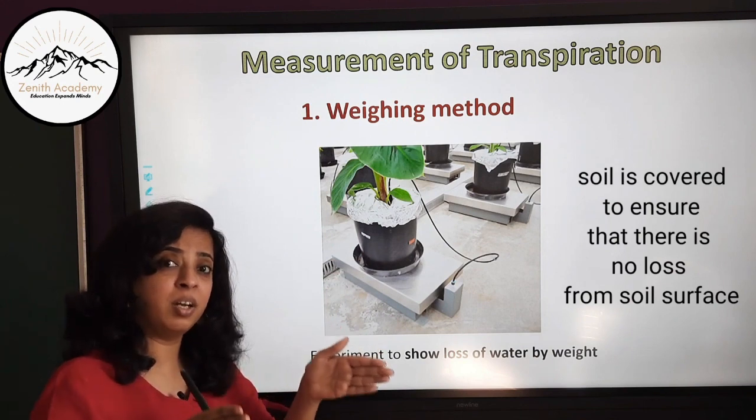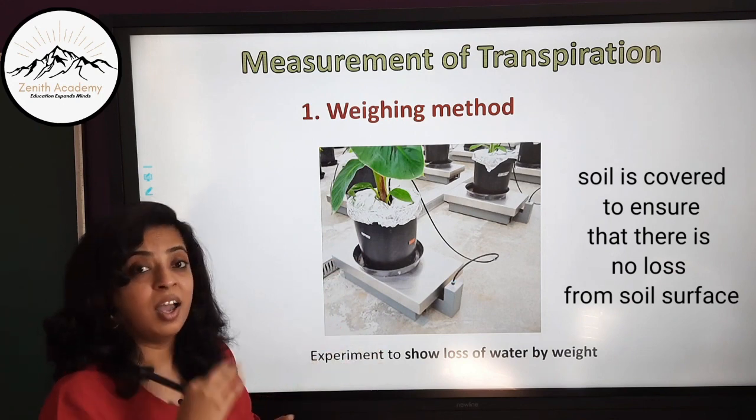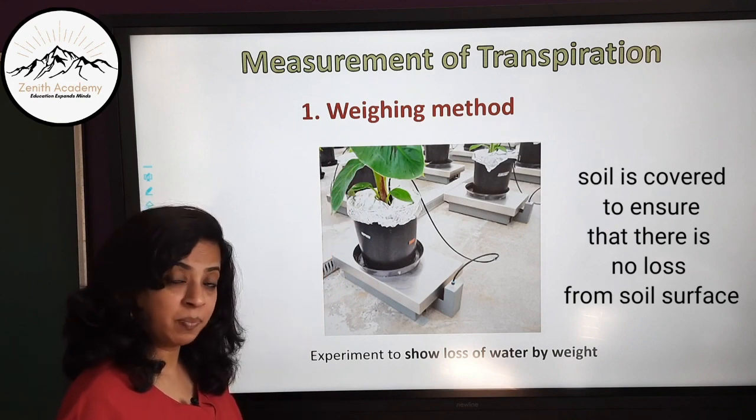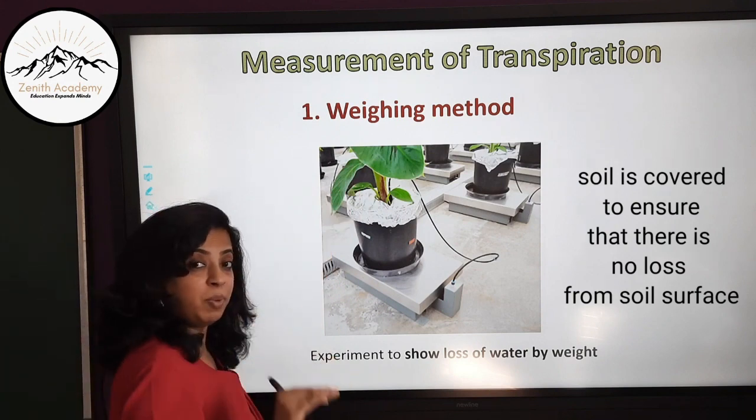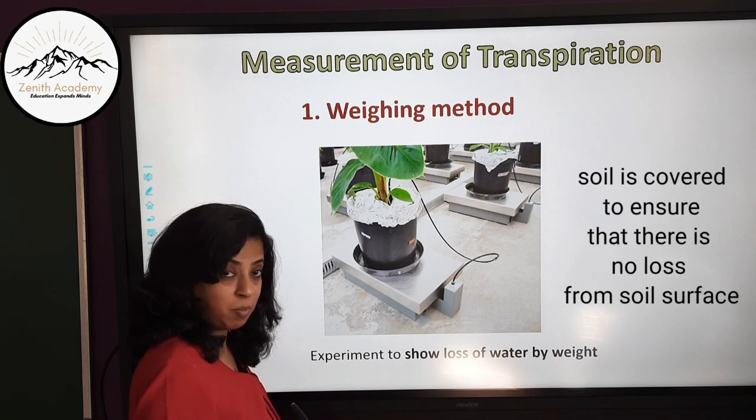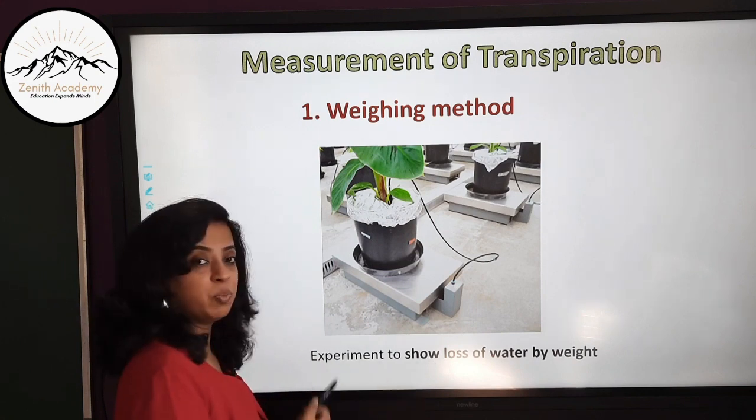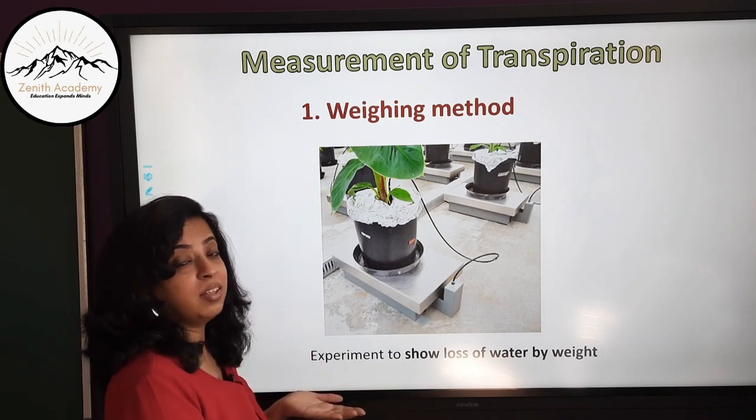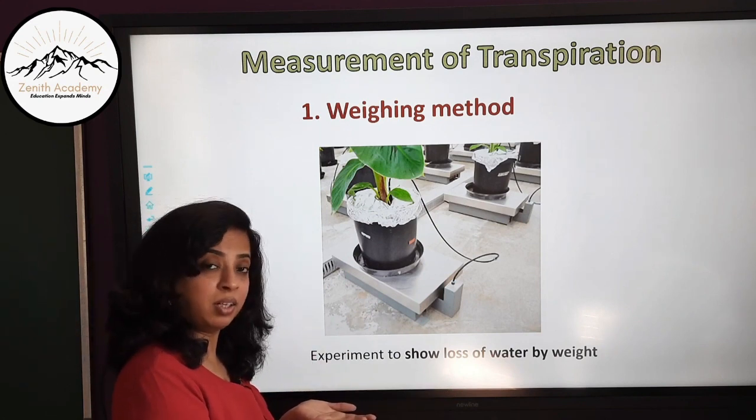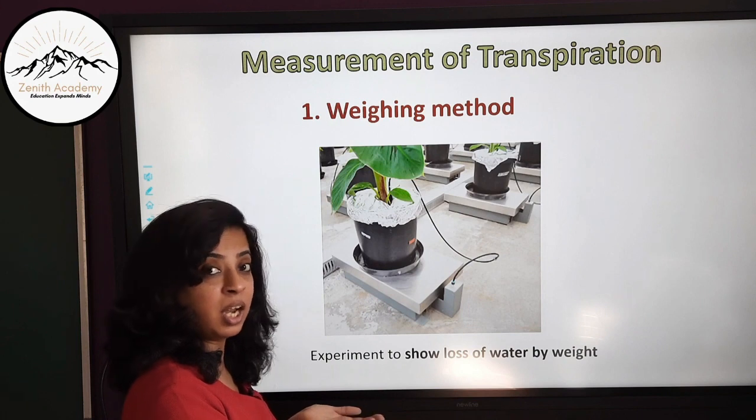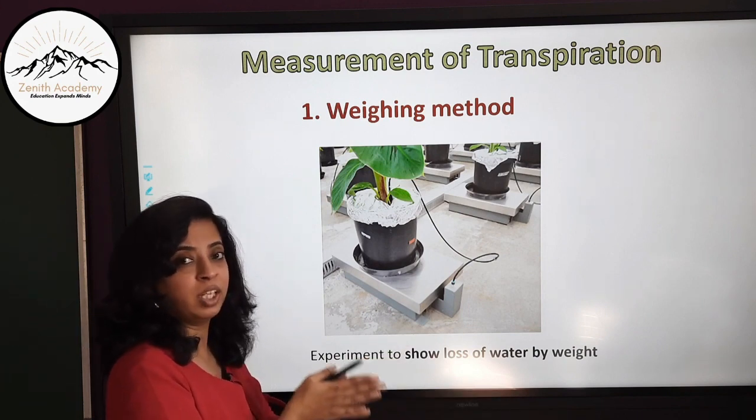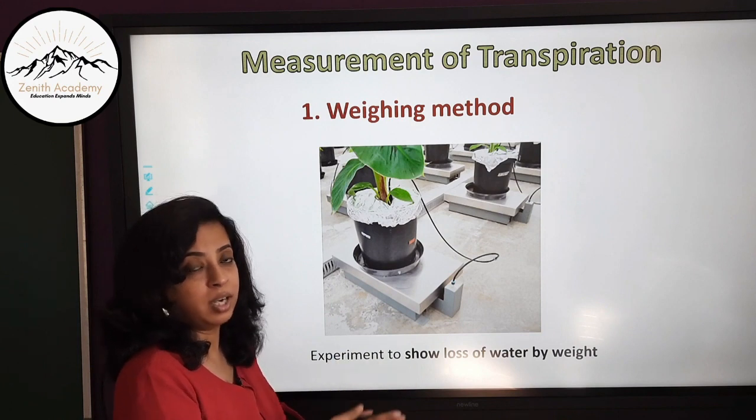In that period of time, transpiration has occurred and water is lost from the leaves and the aerial surfaces, right? So the weight will be less after keeping it in sunlight for some hours. So you can find the difference between the initial weight of the plant and the final weight of the plant after keeping it in sunlight for some hours and transpiration has occurred. Subtracting these two will give you the amount of water that has been lost.